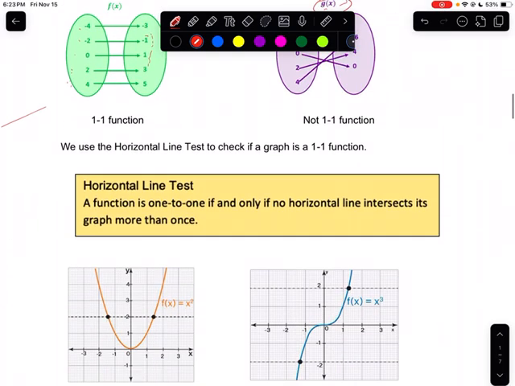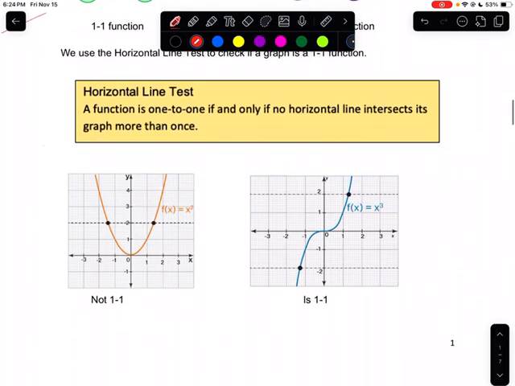A horizontal line test is also another way to check whether a function is one-to-one or not. A function is one-to-one if and only if no horizontal line intersects its graph more than once. You can see the first graph here is not one-to-one, because a horizontal line drawn anywhere will cross at more than one point, but the function on the right is one-to-one, because wherever you draw a horizontal line it only crosses the function once.